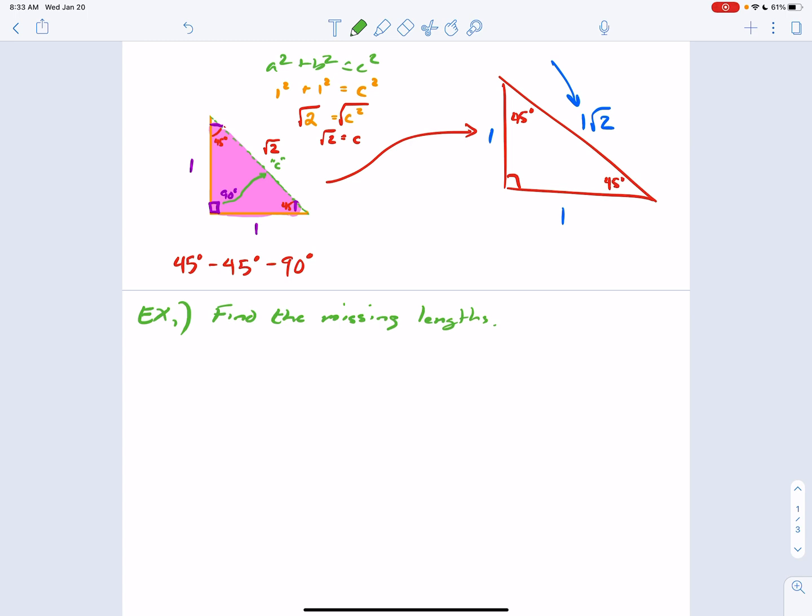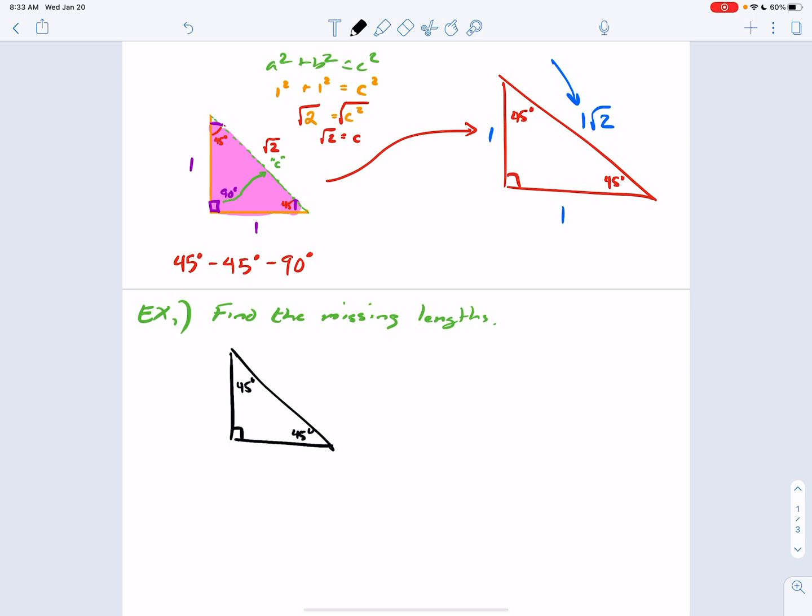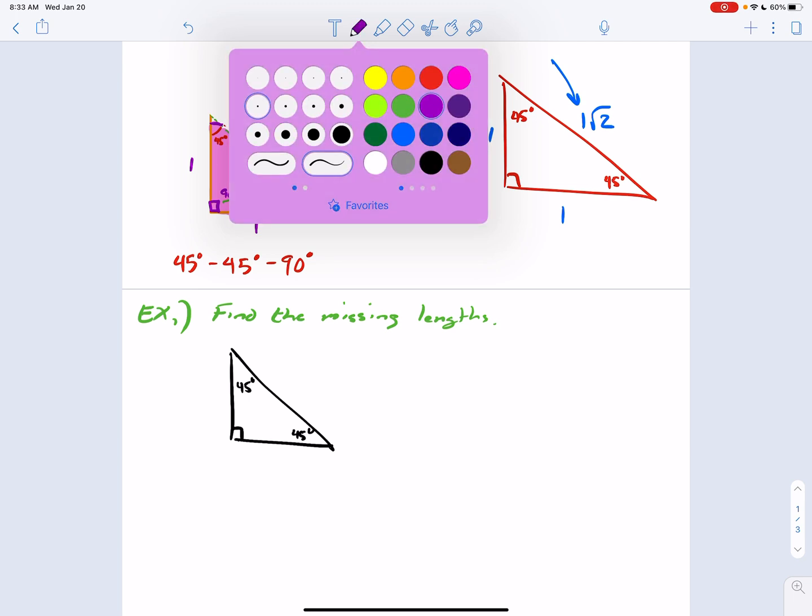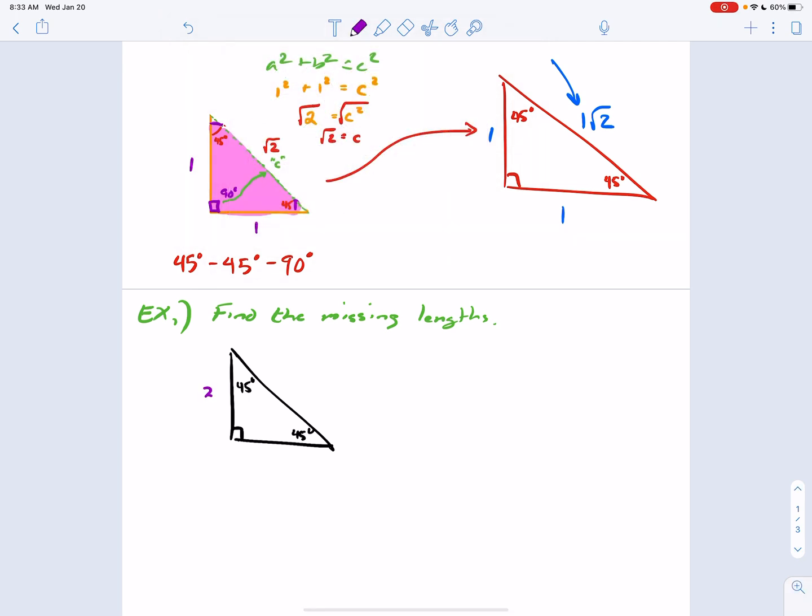Okay. So let's say we had this triangle here. And we'll label the angles. It's given that it's 45, 45, okay? And it's a 90 right there. So suppose I only give you one side. Suppose I only tell you that this side is 3. By observation, you should be able to figure out the other two sides, okay?